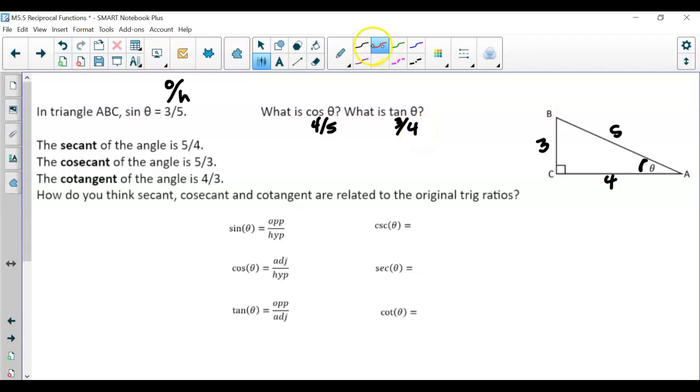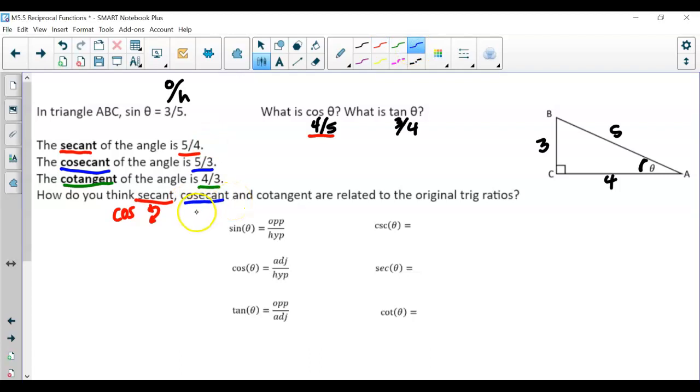Now, notice here, secant, this is something new that we're going to focus on. This is one of our reciprocals, it is 5/4. Then we've got cosecant, which is 5/3. And then we've got cotangent, which is 4/3. So how do you think that secant, cosecant, and cotangent are related to the original? Well, if you noticed, secant in relation to cosine, except it was flipped, right? Cosine was 4/5, secant was 5/4.